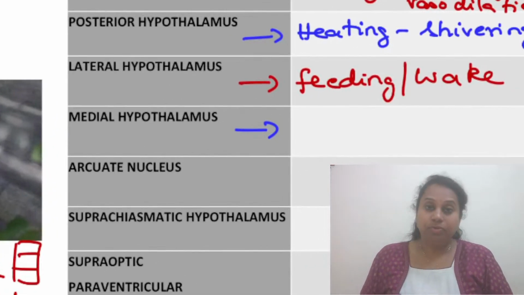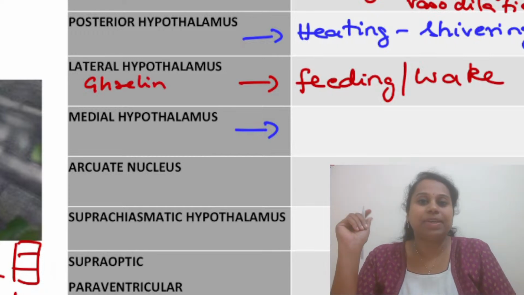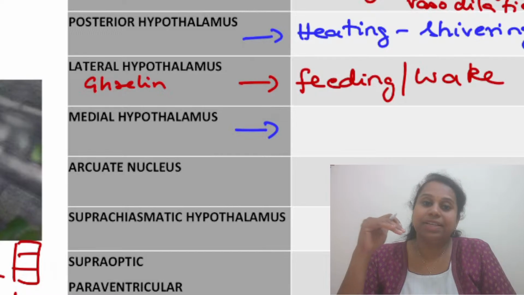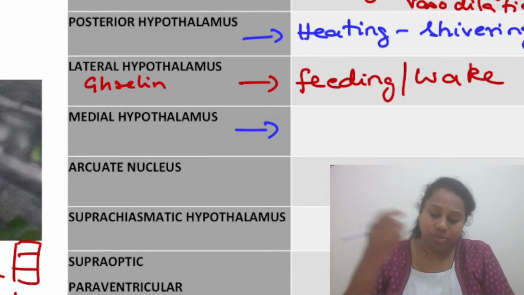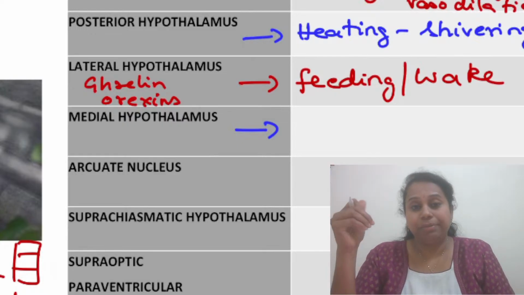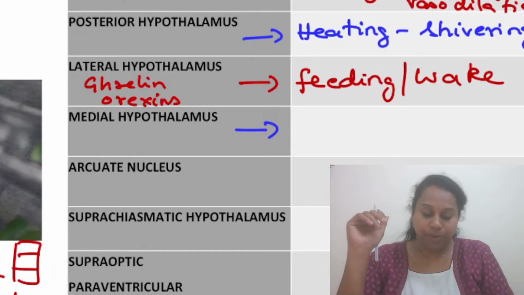And the hormone which is responsible for this feeding, which acts on the lateral hypothalamus, is ghrelin. Ghrelin is produced by stomach and pancreas. It can act on the lateral hypothalamus and it can increase the feeding behavior. And there are also other substances called orexins. Orexins can be produced by lateral hypothalamus itself, and orexins also can increase your feeding behavior.